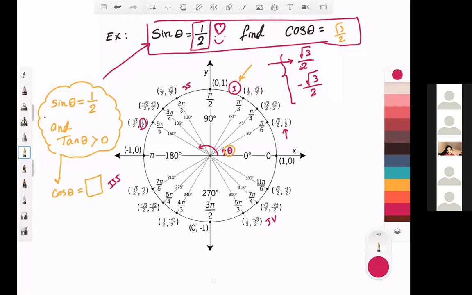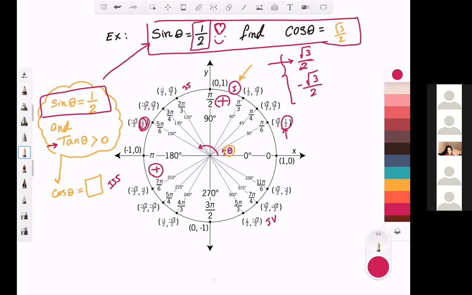So this one, good. We have sine of theta is 1/2. So you see 1/2 here, also 1/2 there. This is the extra information. When they say tangent is greater than 0, this is telling us that you need to pick a quadrant. Which quadrant is that? Tangent of theta is greater than 0. Tangent is positive in quadrant 1 and quadrant 3.